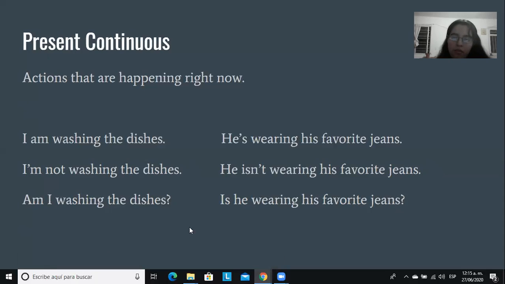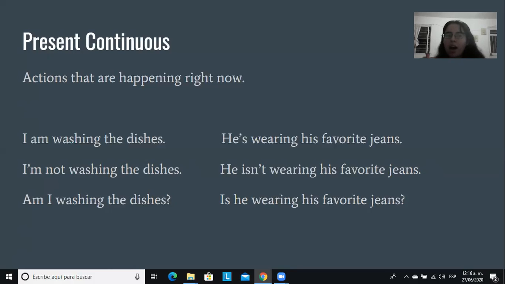Here we have first the verb to be, then the subject, then the verb with the ing, and the complement. Is he wearing his favorite jeans? And remember that we can add WH to change the question. We could also say, why is he wearing his favorite jeans? Why, if we want to know the reason, or any other WH question, we could add them at the beginning to make different questions.